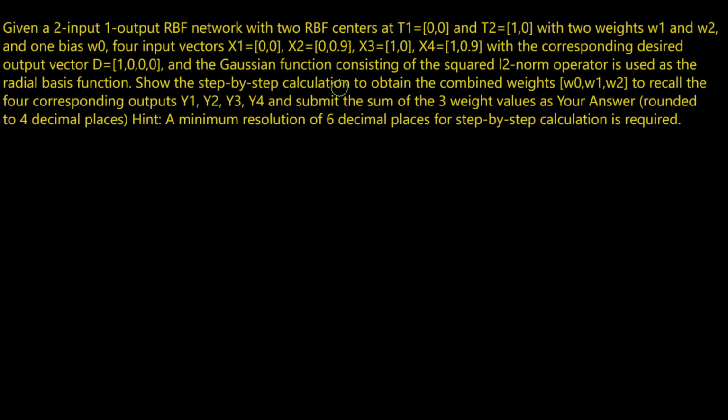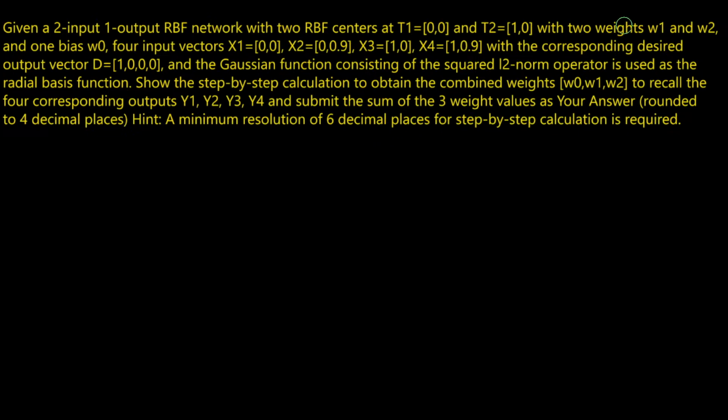Show the step-by-step calculation to obtain the combined weight W0, W1, W2 to recall the 4 corresponding outputs y1, y2, y3, y4, and submit the sum of the 3 weight values as your answer rounded to 4 decimal places. Hint: a minimum resolution of 6 decimal places per step-by-step calculation is required.